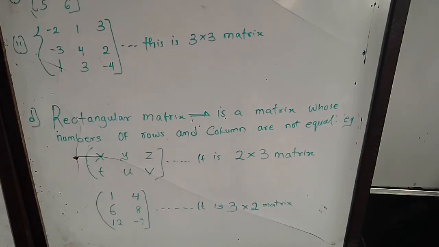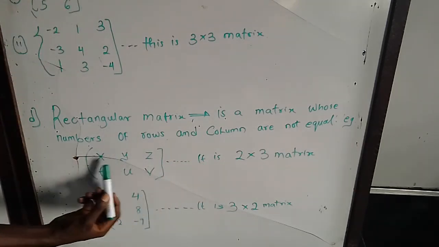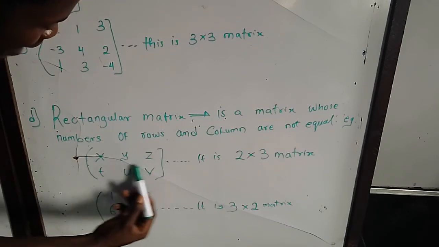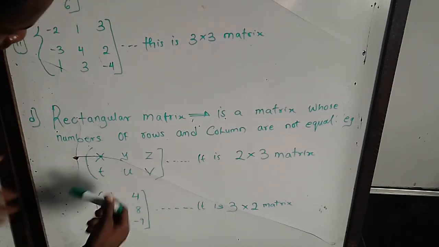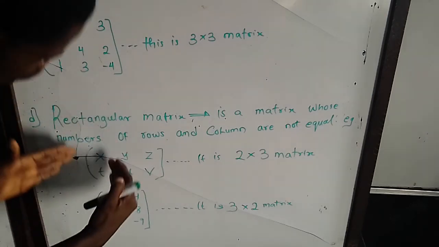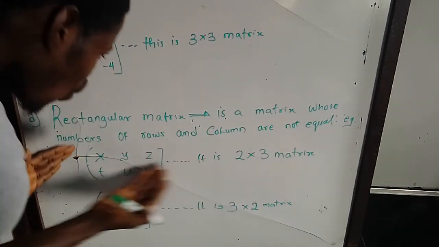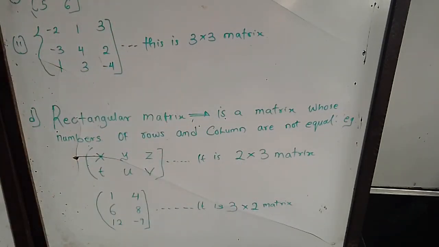Now our row says X, Y, Z. The elements in the row are X, Y, Z. Then our column says X and T. Our columns have 2 elements, while our rows have 3. That's why it is named a 2 by 3 matrix. Do you understand?